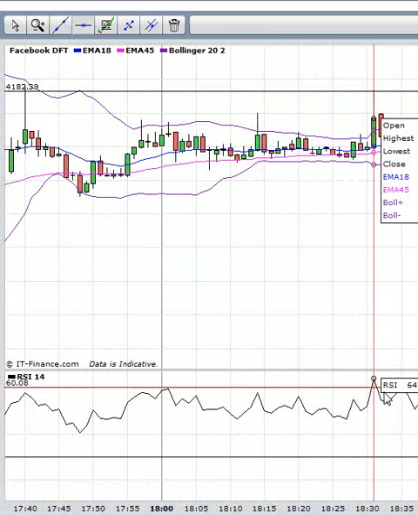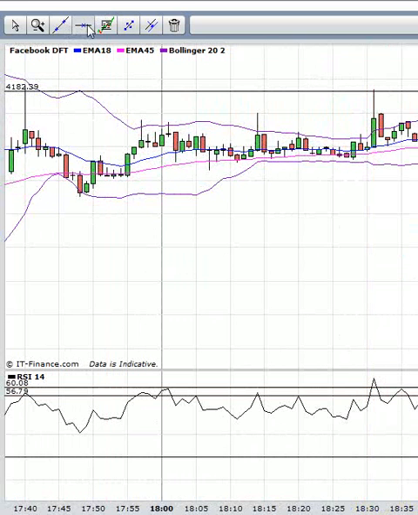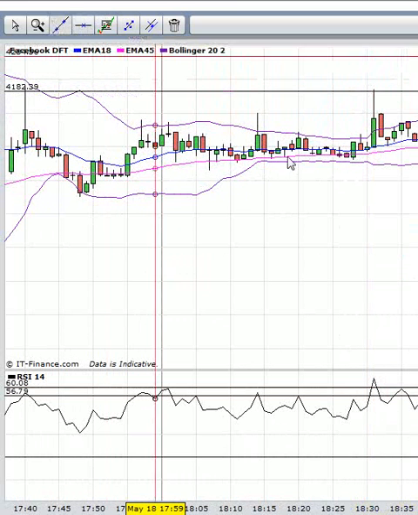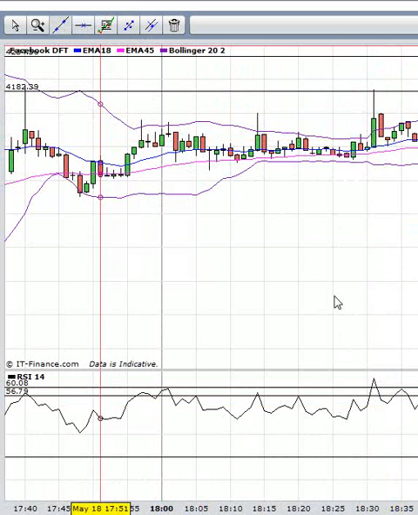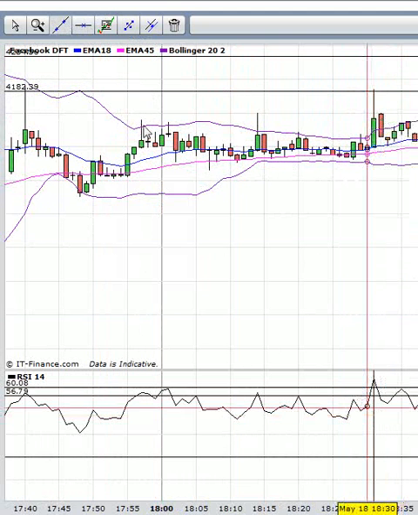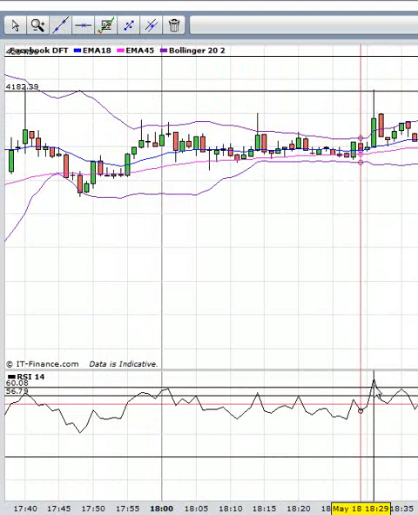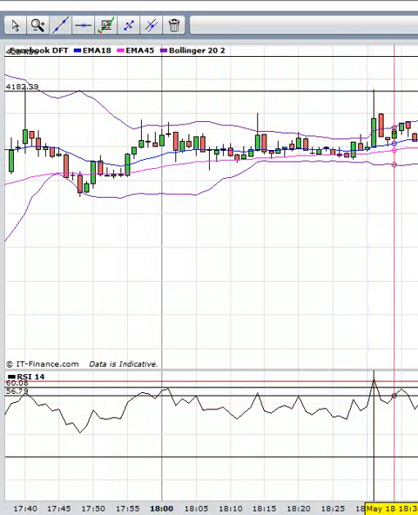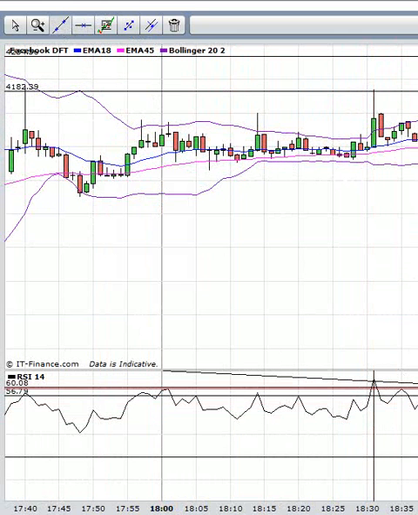So I'm just labeling the peaks of the RSI as they need to be labeled. With a double top, you take the outside candles that form the perfect parallel double top, and you take the corresponding RSI values, and usually you have two peaks in RSI that correspond to those two price peaks.